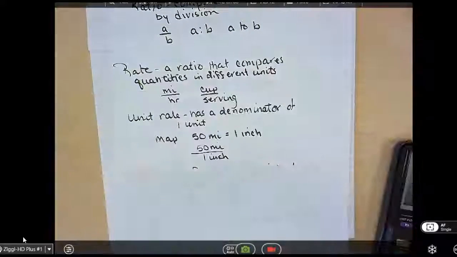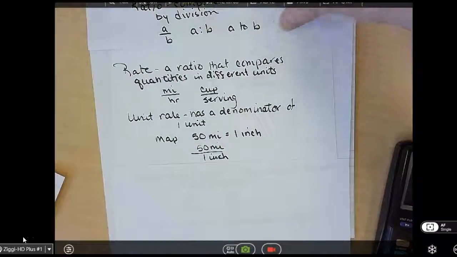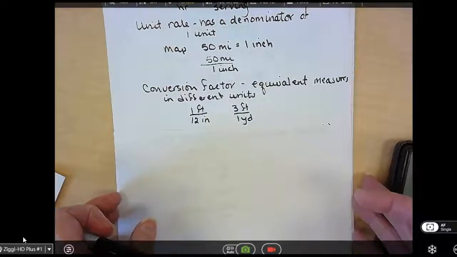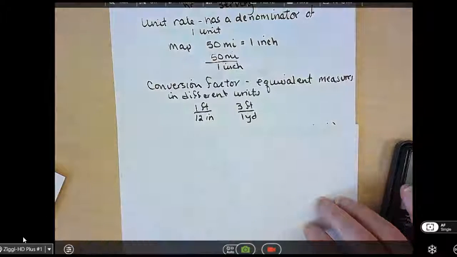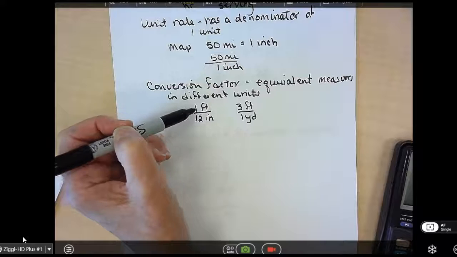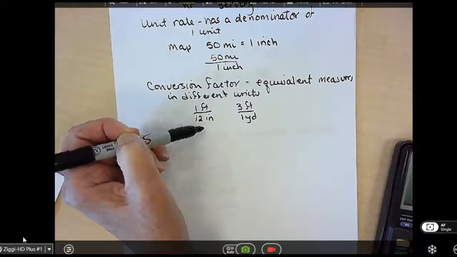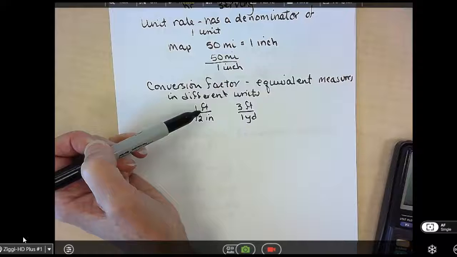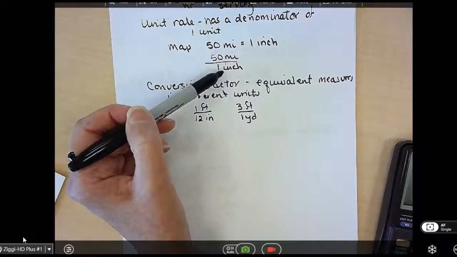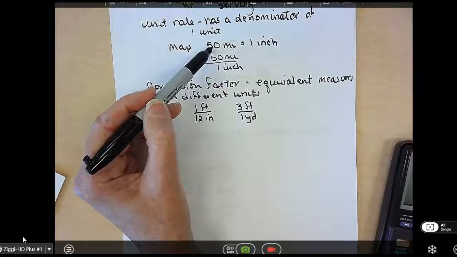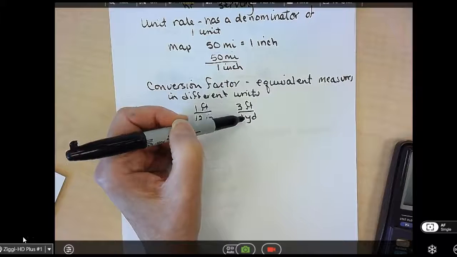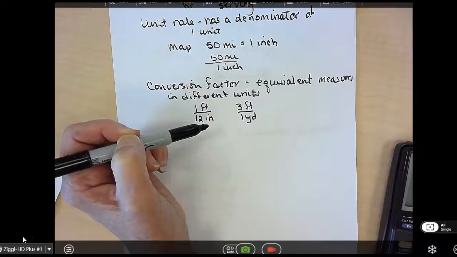So if we go down further, we can talk about conversion factor, equivalent measures in different units, but they mean the same thing. So 1 foot I know is 12 inches. So we can take this unit rate, like 50 miles per 1 inch, those represent the same thing on a map, and go from equals to a fraction. 1 foot is 12 inches, 3 feet is 1 yard, and those are your conversion factors.